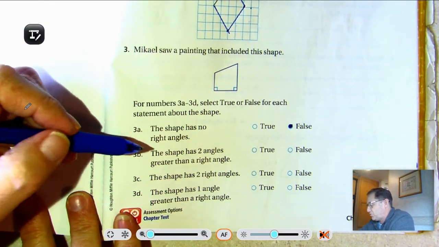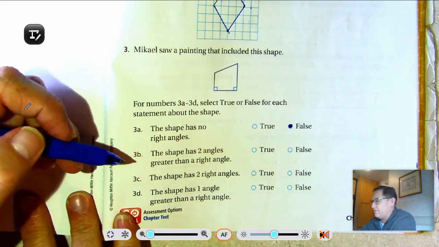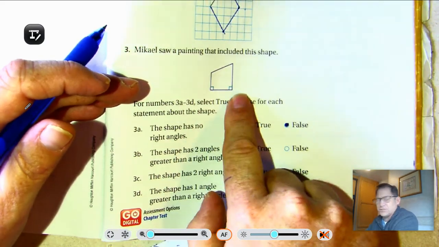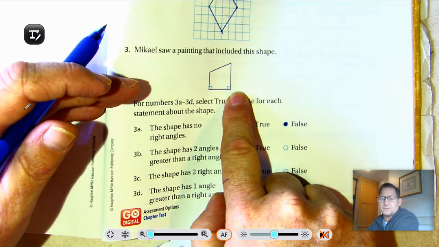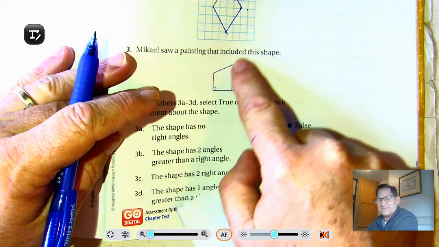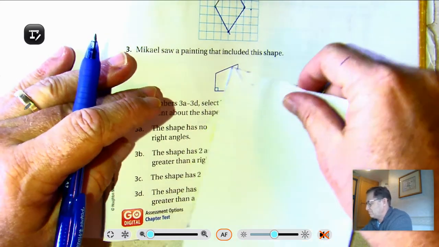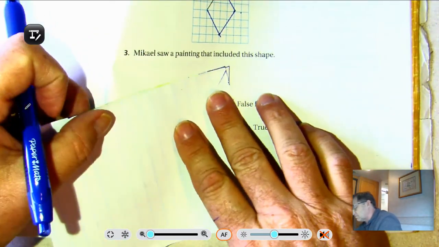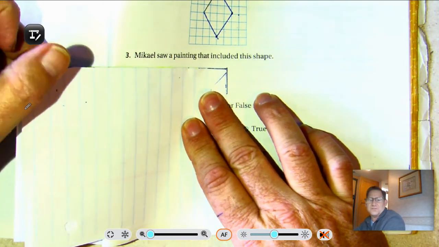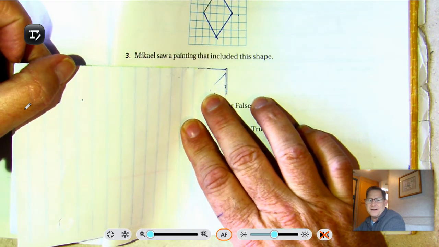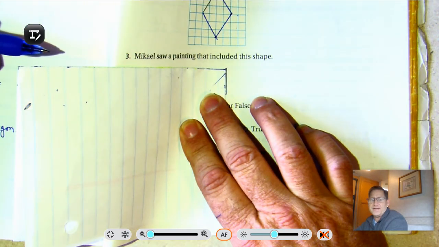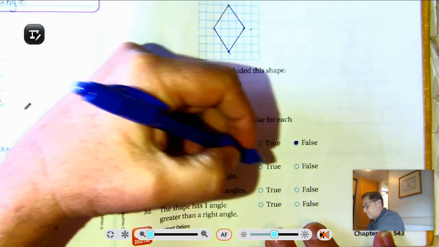3b, the shape has 2 angles greater than a right angle. Well, we already know that those 2 are right angles. So there's only 2 angles left. Is that angle here greater than a right angle? No, that's less than a right angle. I can't see the other side of the angle. So no.